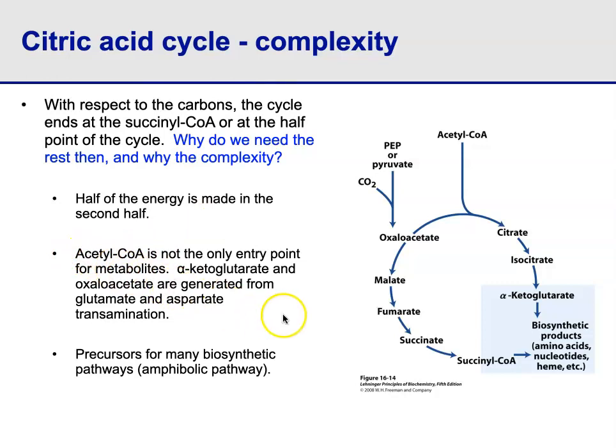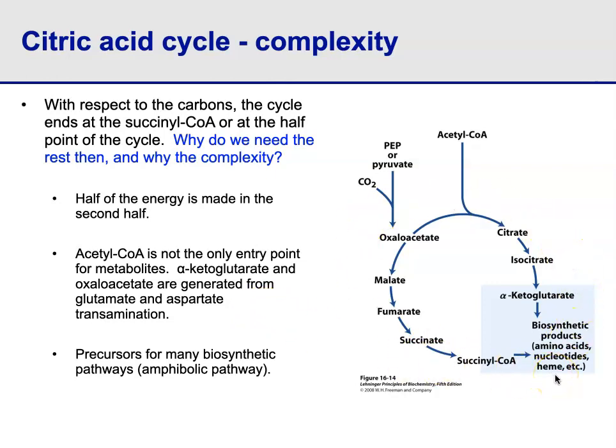Also, acetyl-CoA is not the only entry point for metabolites. Alpha-ketoglutarate and oxaloacetate are generated by deamination of glutamate and aspartate. Well, transamination in this case, because the amino group is transferred. But basically, if you take the amino group from glutamate and aspartate, you get alpha-ketoglutarate and oxaloacetate respectively.